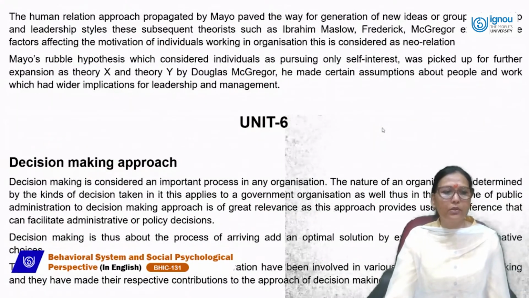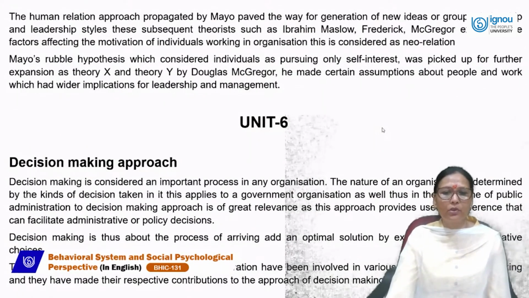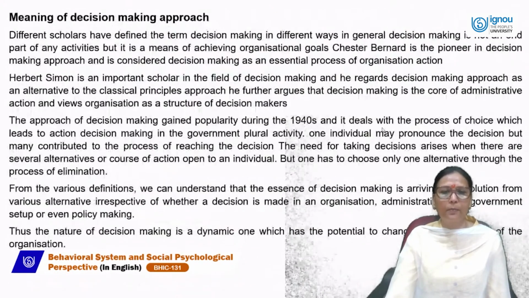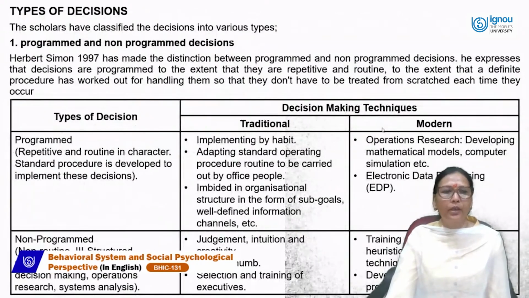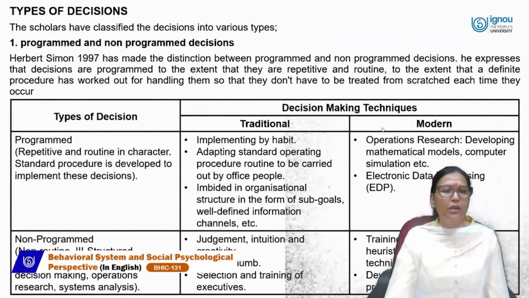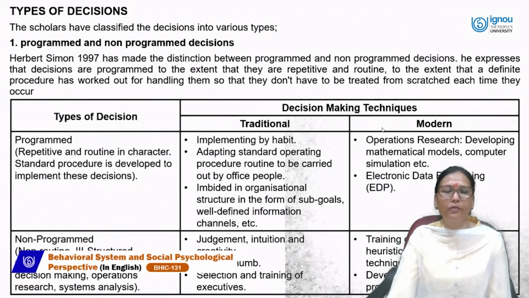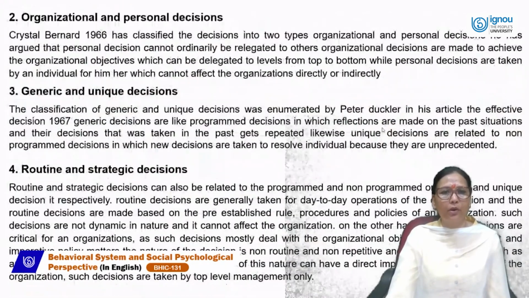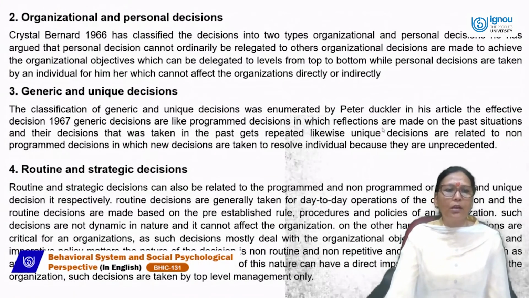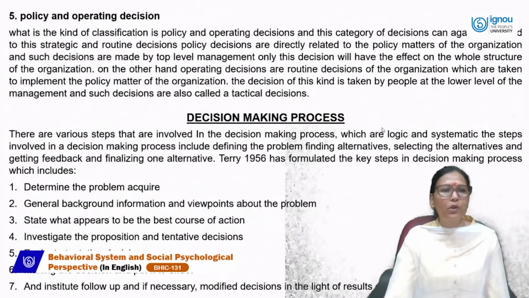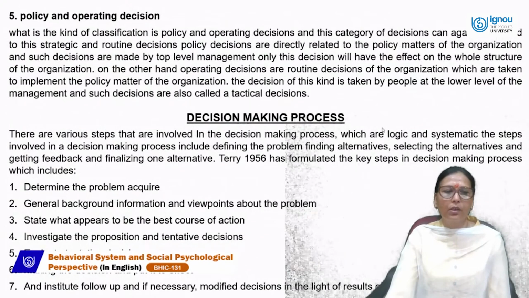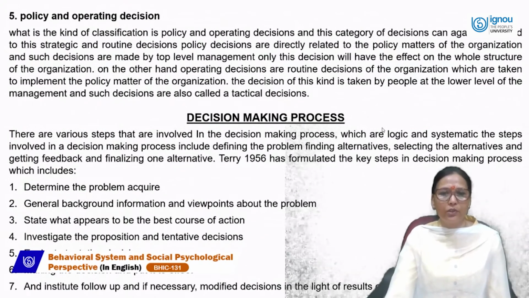Next, we had gone through the decision making approach, which is considered an important process for an organization. The decision making approach was defined by Chester Barnard. In the decision making approach, there were types of decisions. First type was programmed and non-programmed decision. Second was organizational and personal decision. Third, generic and unique decision. Fourth, routine and strategic decision. Fifth was policy and operating decision. That was there in the types of decision making.